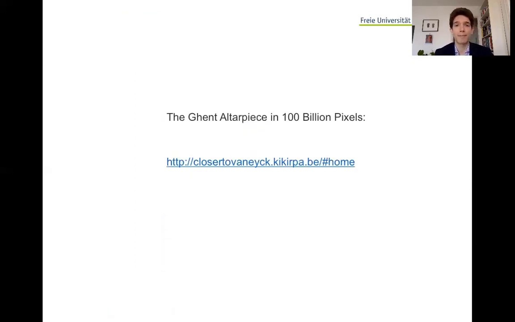But if you want to know more and see more, especially, of the Ghent Altarpiece, I suggest you visit this internet site where you can, I would say, travel through the surface of the paintings composing the Ghent Altarpiece, thanks to very, very high quality resolution images.